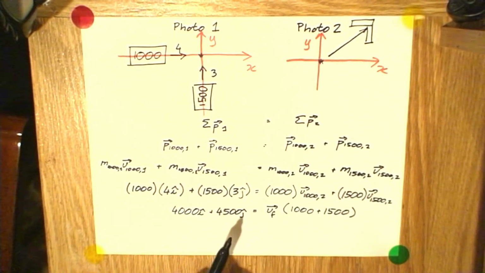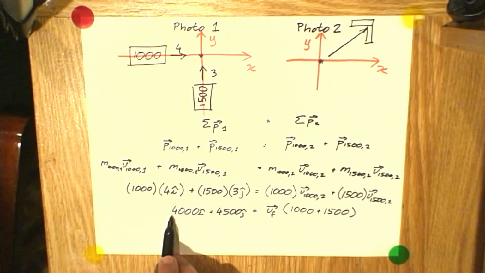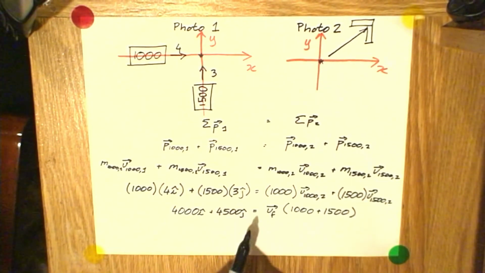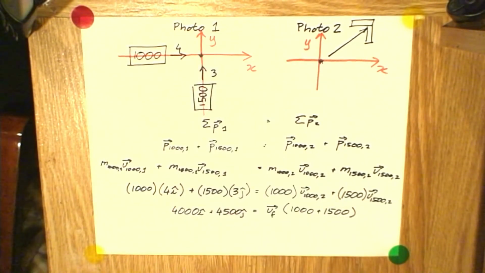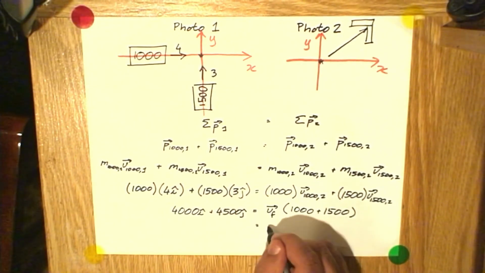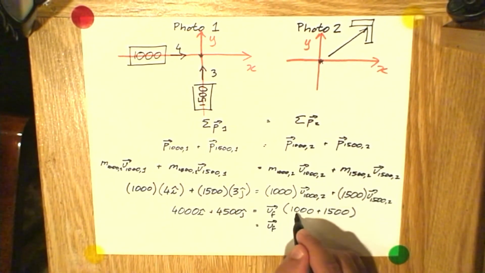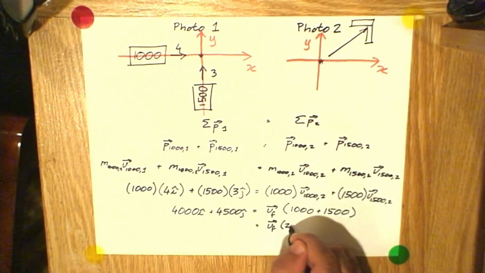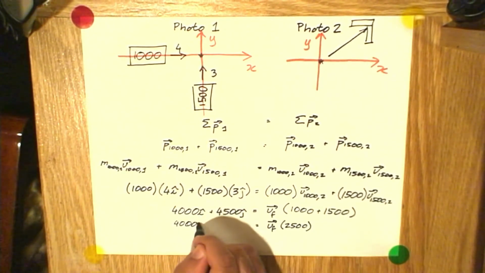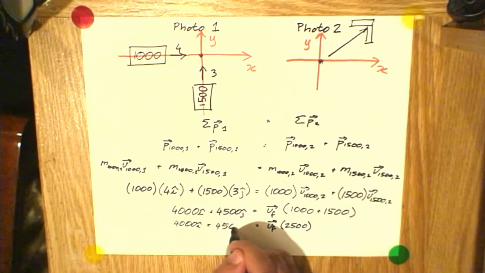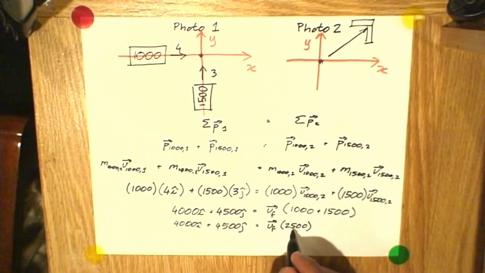This left side, importantly, cannot be simplified anymore. You cannot add a component which is in i with a component which is in j to produce, for example, 8,500. The i's and the j's have to stay separate because i is talking about the x direction and j is talking about the y direction. You cannot mix those together. But you can simplify the right side because 1,000 plus 1,500 is going to give you 2,500. And so the last thing to do is to take this entire left side and divide it by this 2,500.